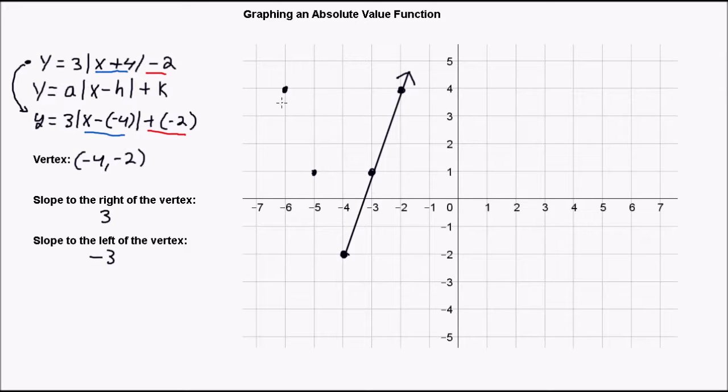And if you look at this slope, this is the slope of negative 3. To get from this point over here to the left, I have to go down 3 and right 1. Or another way of looking at it is as I move to the right, the line is going down. So let's connect this with a straight line. All right, and that's it. You have graphed the function y equals 3 times the absolute value of x plus 4, minus 2.